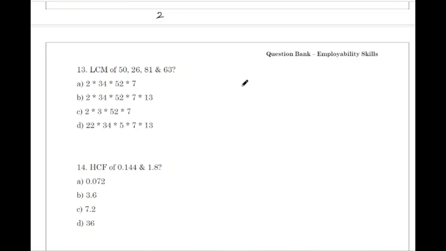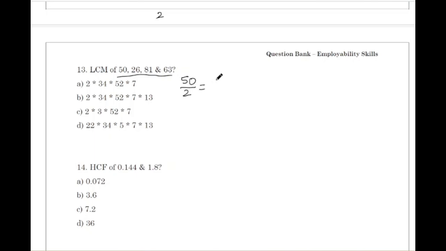I'm enjoying this because it's a very simple problem and you can easily get marks from this. So 50, 26, 81, and 63. What are we supposed to find? LCM. And what's the rule in LCM? First, we're supposed to find the prime factors.